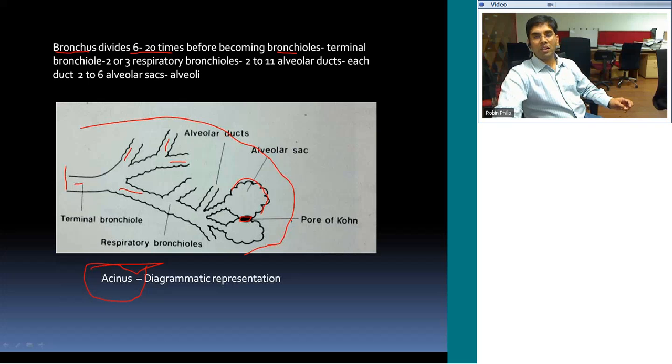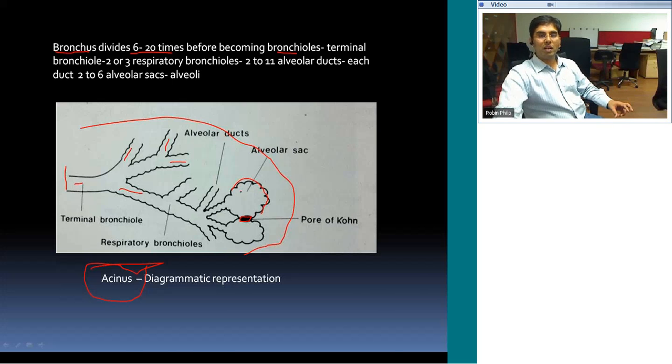That's why you see air in a consolidated or atelectatic lung. You can see this air in totally collapsed parts of the lung. That's because of the drift of air between the alveoli. So that's a brief anatomy about the acinus.